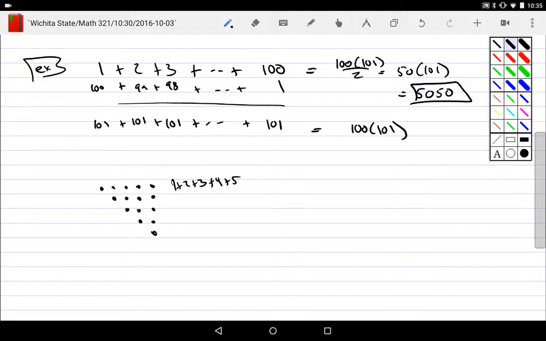Well, if I had this triangular number here and I repeated it just below, 1, 2, 3, 4, 5. That's a rectangle. What's the area of this rectangle? It's simply 5 times 6. And so what would be the area of the triangular number?